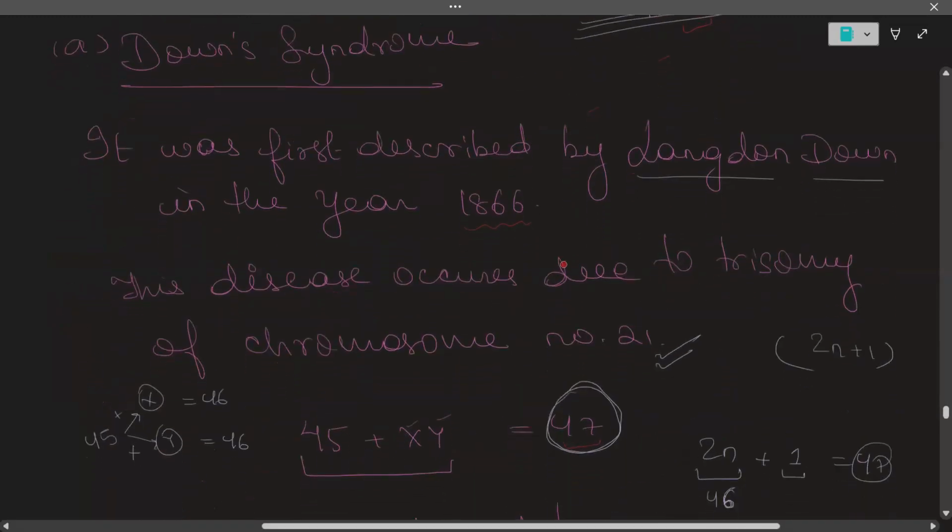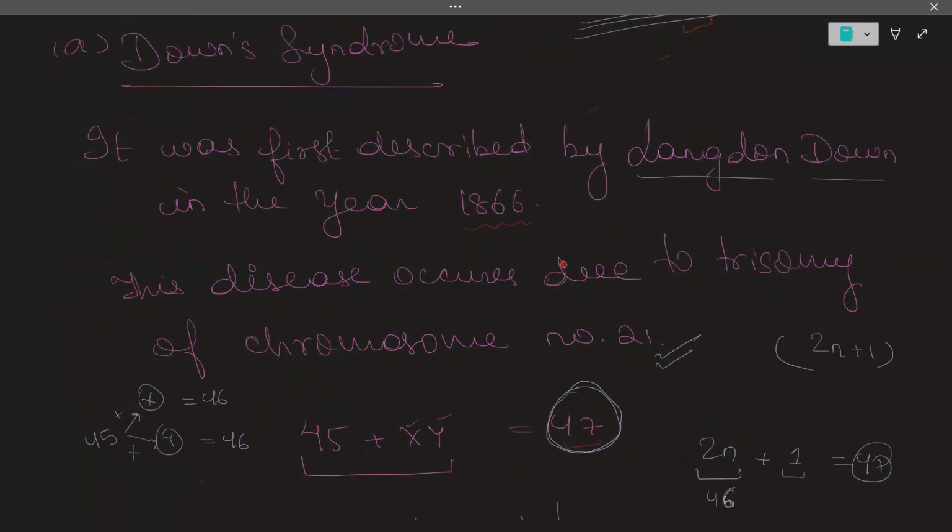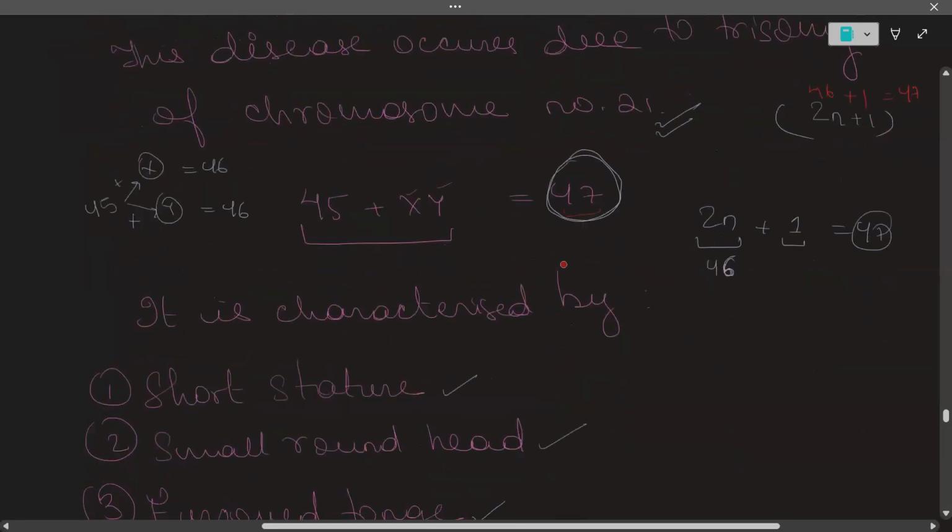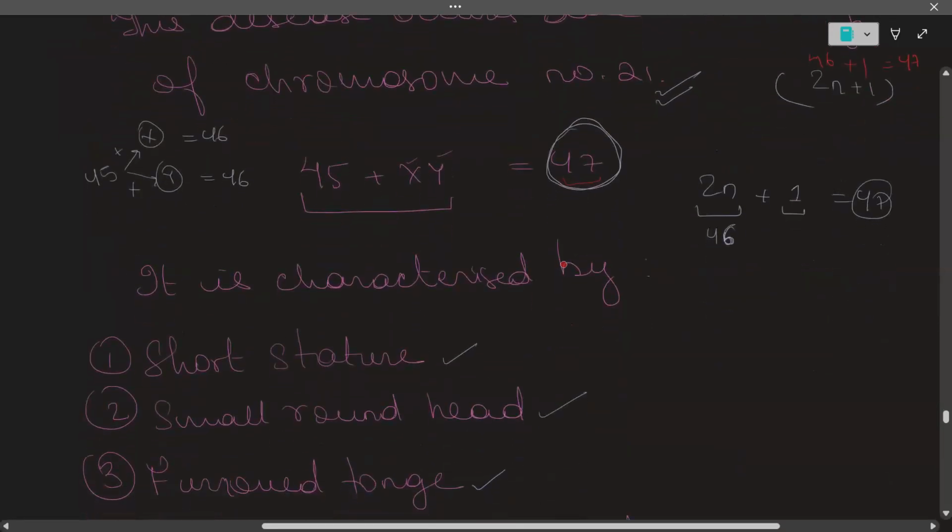The first case all of you might have heard about is Down syndrome. Down syndrome is one of the most common types of chromosomal disorder found these days, and it was first described by Langdon Down in the year 1866. So on his name only the name of the syndrome is kept. And this disease occurs due to the trisomy of chromosome number 21. Meaning, trisomy is what? Trisomy is 2n plus 1, meaning apart from 46 chromosomes, there is an extra chromosome making it 47 chromosomes in totality.